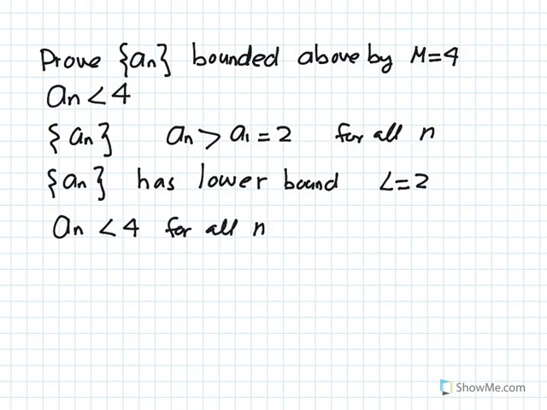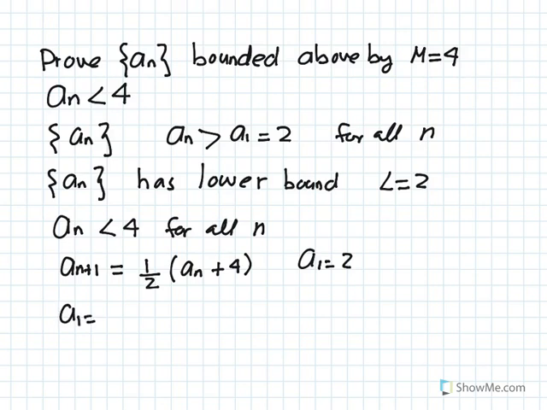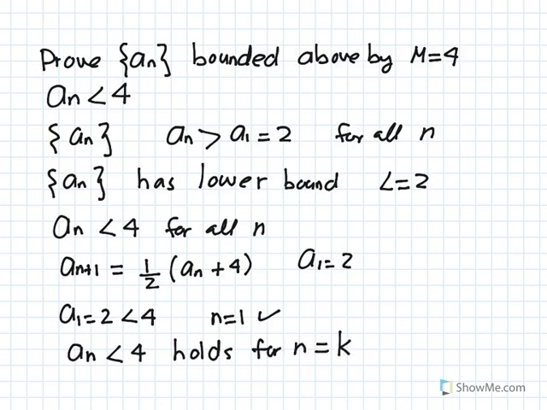Now, recall that the recurrence formula is a_(n+1) equals 1/2 of (a_n plus 4), and a_1 is equal to 2. So let's start with a_1 equals 2. This is less than 4, so the result holds for n equals 1. Let's assume that a_n is less than 4 holds for n equals k. Our job, of course, is to prove that it also works for n equals k plus 1.